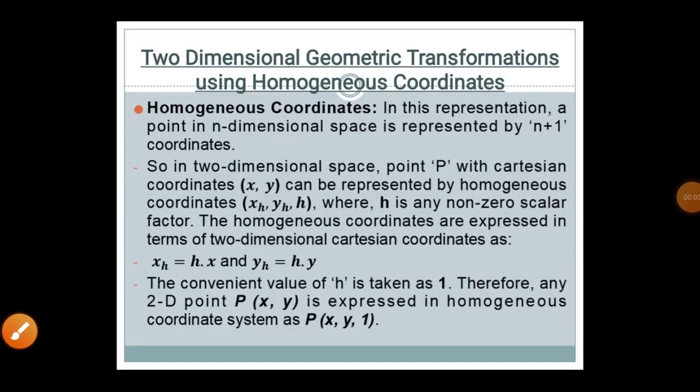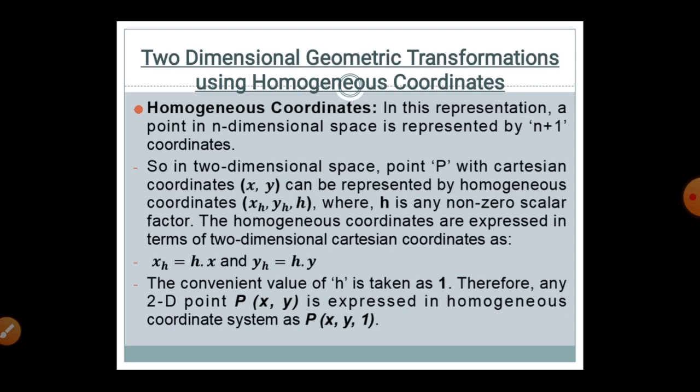Dimensional geometric transformations using homogeneous coordinate systems. Homogeneous coordinates: in this representation, a point in n-dimensional space is represented by n plus 1 coordinates. So in two-dimensional space, a point P with Cartesian coordinates x, y can be represented by homogeneous coordinates xh, yh, h, where h is a non-zero scalar factor. The homogeneous coordinates are expressed in terms of the two-dimensional Cartesian coordinates as xh equals h multiplied by x, and yh equals h multiplied by y.